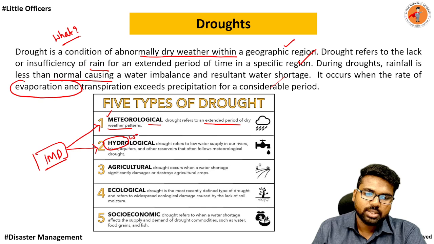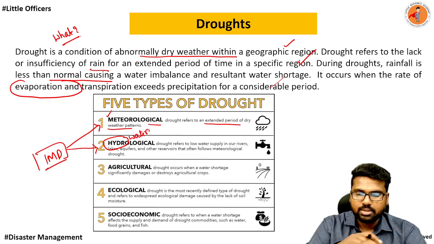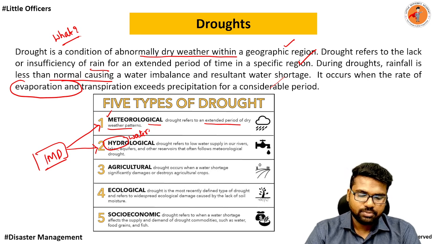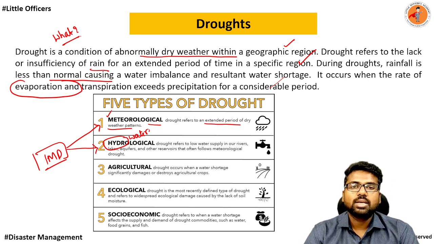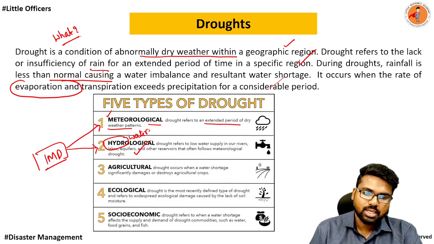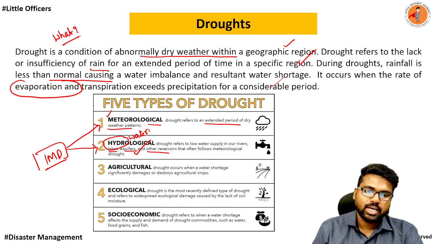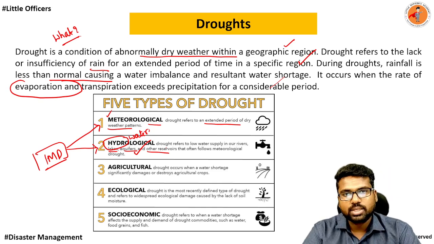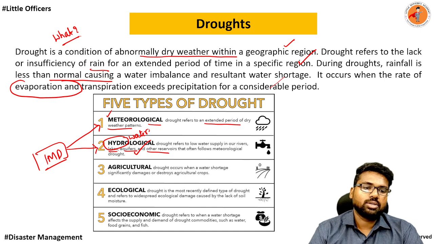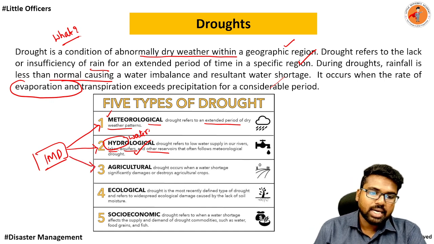Hydro means water. So obviously in ponds, rivers, surface water, if the surface water is less than adequate, then we say there is a hydrological drought. So all the lakes, aquifers, ponds and other reservoirs, if they have less water supply, then we say there is hydrological drought. Then the third variety is agricultural drought.